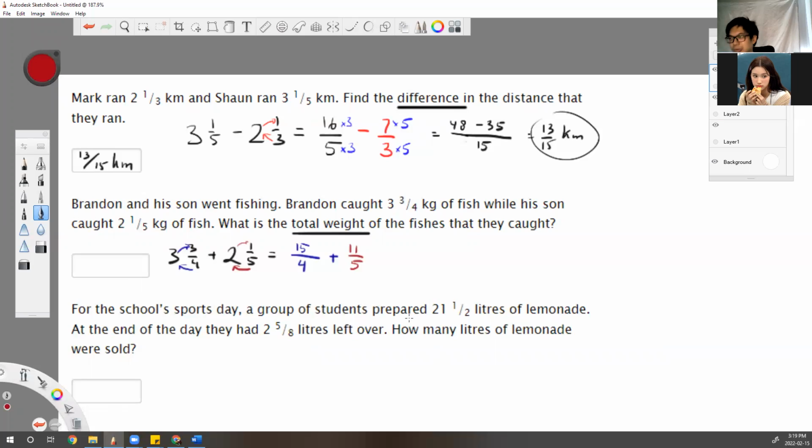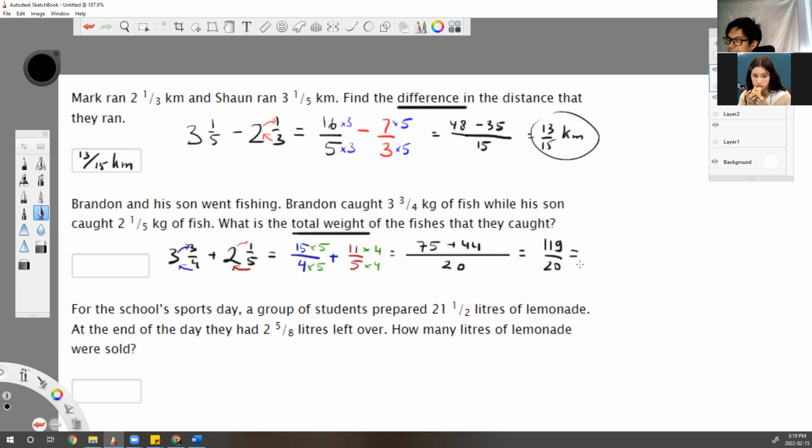Done. No, we need to make the denominator equal. Use the green color. 4 and 5, just multiply by its opposite, right? 4 multiplied by 5 and 5 multiplied by 4. Focus on the denominator. Don't focus on the numerator. The numerator will follow later on. Okay. We have 20 already. Put it in the middle, right? 4 times 5, 5 times 4 is 20. 15 times 5, I think if you have a calculator, better use it. 75 plus 44. It is 119 over 20.